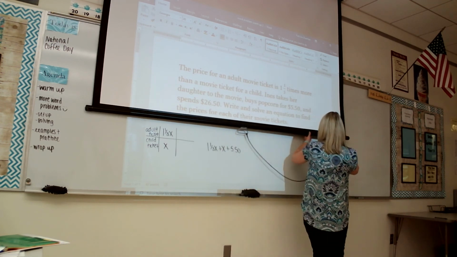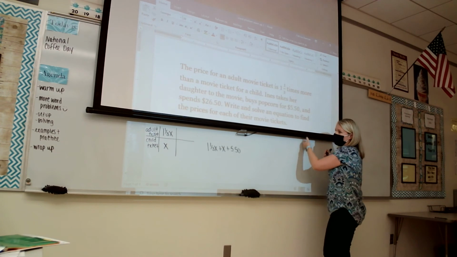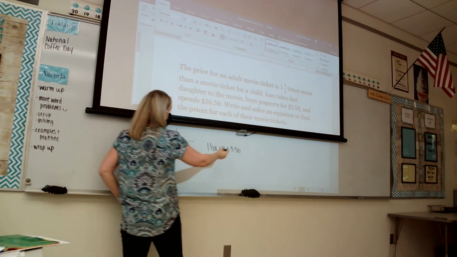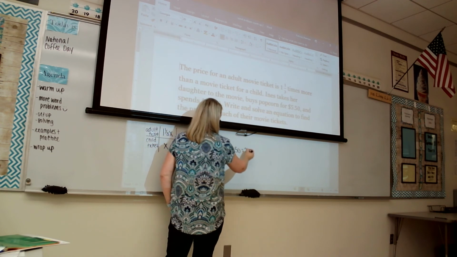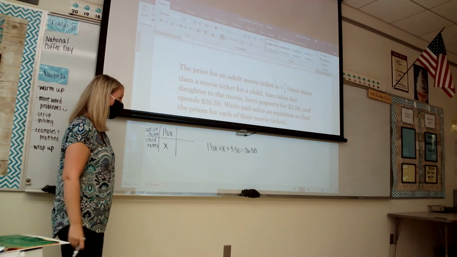You do not put an X with $5.50 because it has nothing to do with the price of a ticket, it's just kind of an independent thing that you're adding on to your bill. So it's just plus $5.50, and they spend a total of $26.50. Okay, so that should be your equation.